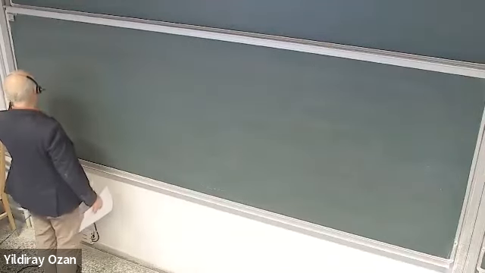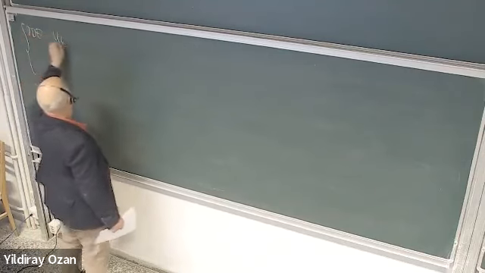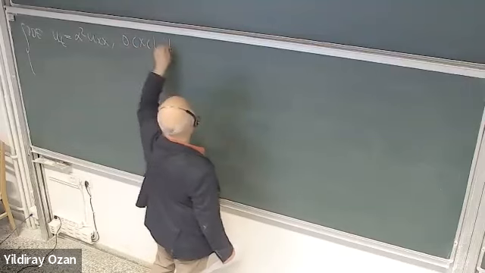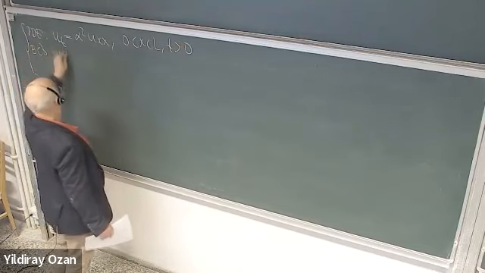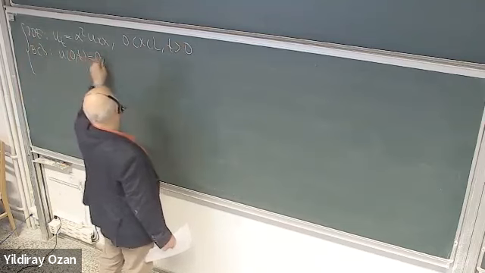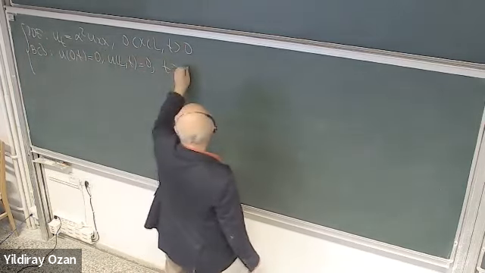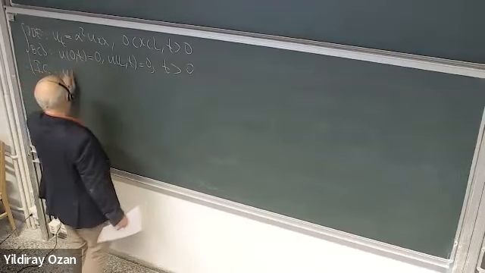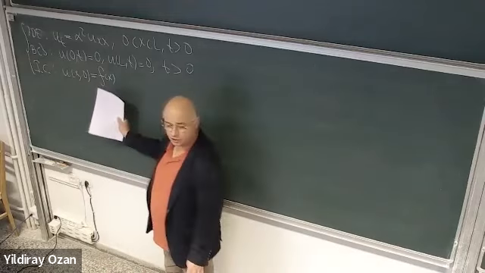We summarize what we have done. So we consider this problem, with boundary conditions and an initial condition. F is given, so that's the initial temperature distribution.